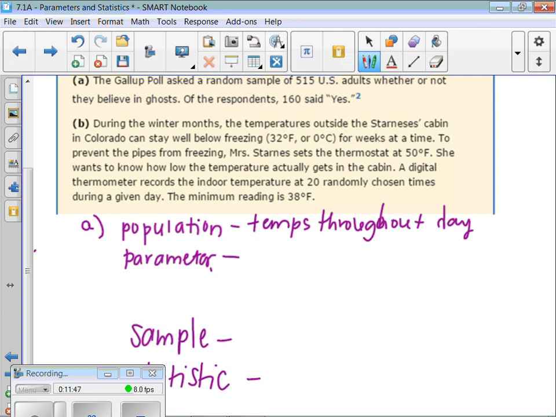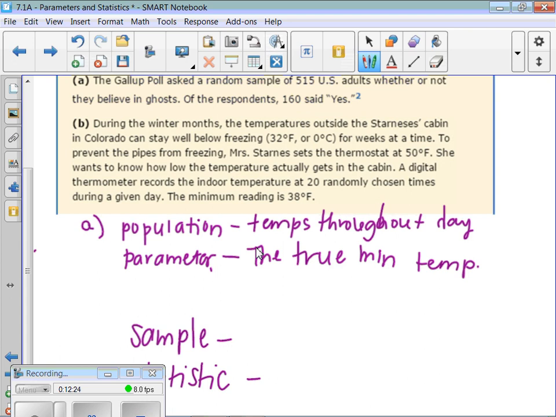And Haley, the parameter of interest. What are we actually trying to find about the population? Yes, exactly how far below freezing, which is the minimum. So we're trying to find the true min temp in the cabin. Okay? So it's a number that we don't know. What is that true minimum? Maybe it's 38, maybe it's 37, maybe it's 40, because maybe our thermometer's off. I don't know, right? And then we've got our sample.